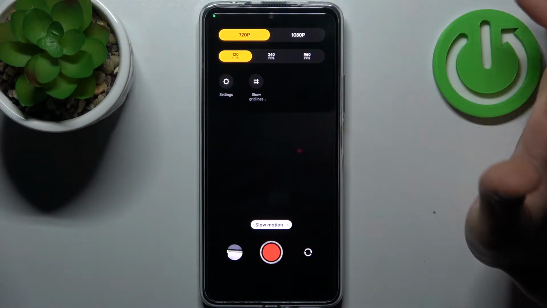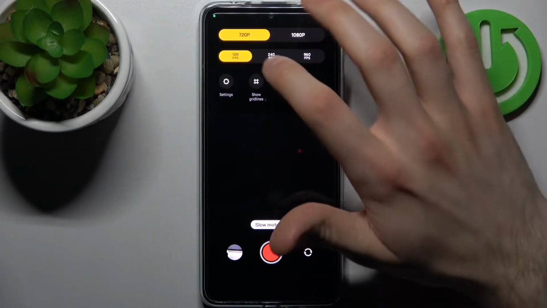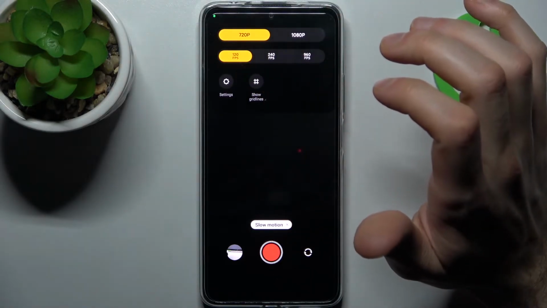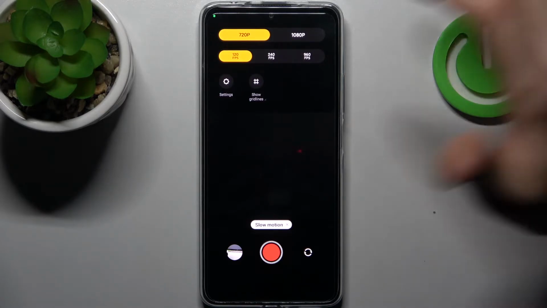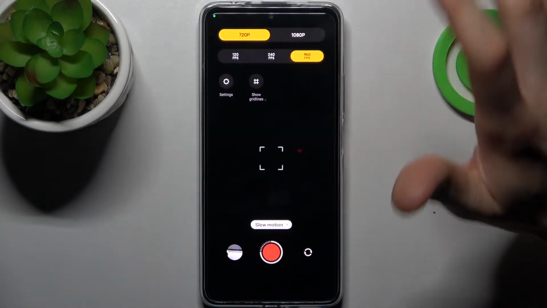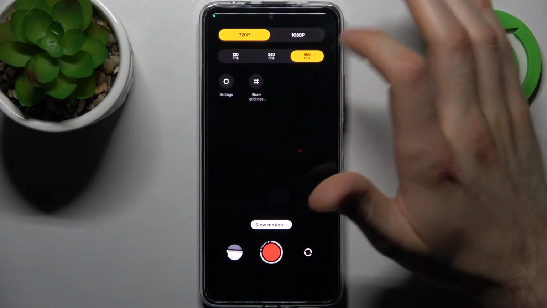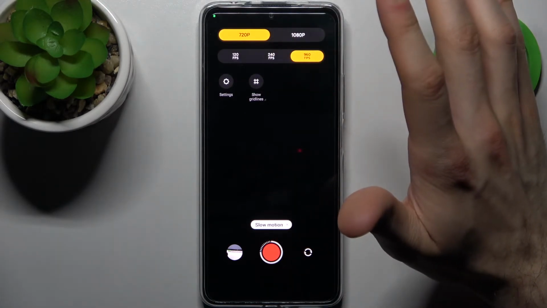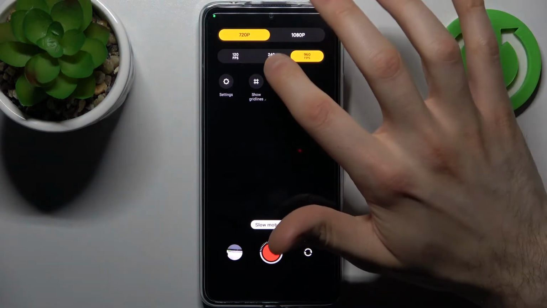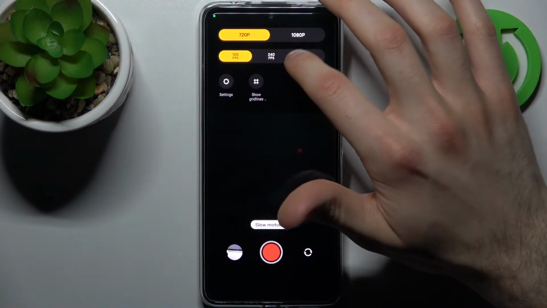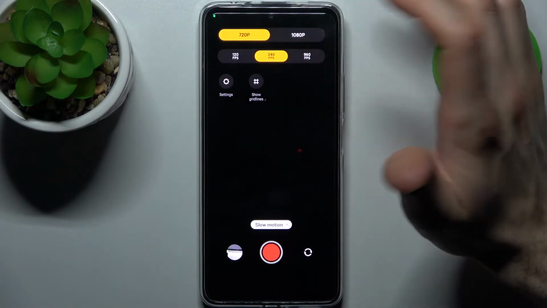here you can change slow-mo speed. So like at 120 FPS it will be like the fastest slow-mo you have, but in 960 it will be the slowest one. So and 240 is like something in between. So yeah, by choosing frame rate you can change its speed.